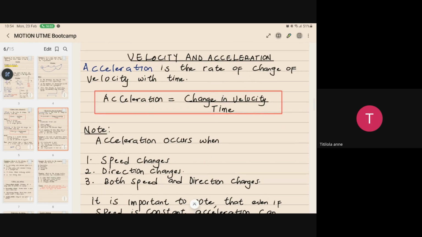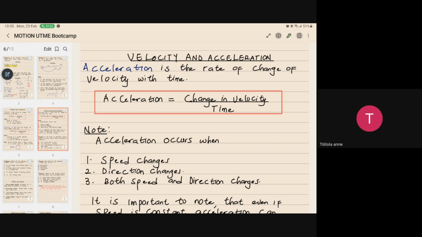Now let's look at velocity and acceleration, right? Acceleration is the rate of change of velocity with time. So your velocity is changing with time. And when velocity is changing, remember that direction is changing. That is the key reason why velocity is a vector quantity, because it has to do with direction. But speed is just a scalar quantity, just the magnitude.